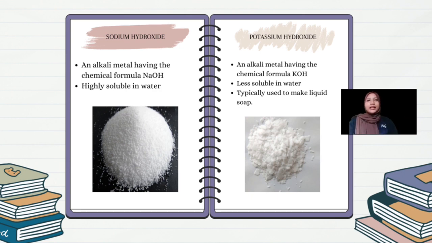So now, let's see potassium hydroxide. Potassium hydroxide is an alkali metal having the chemical formula KOH. This element is less soluble in water, so typically used to make a liquid soap.